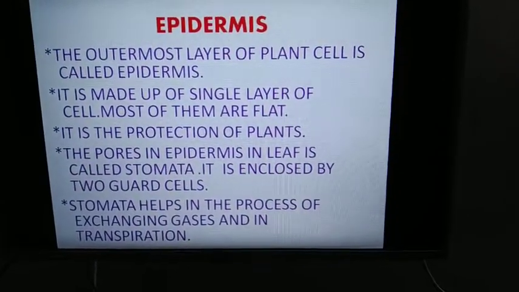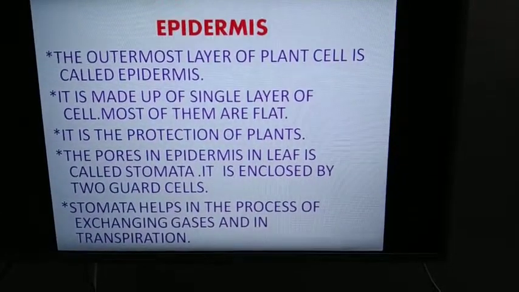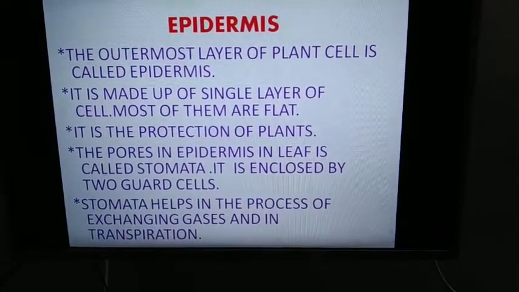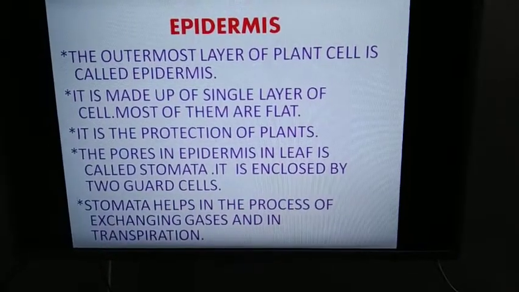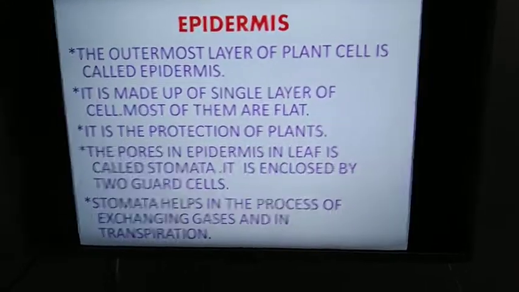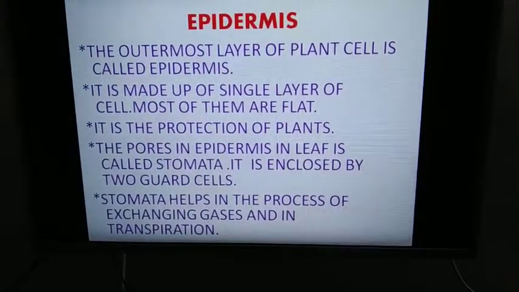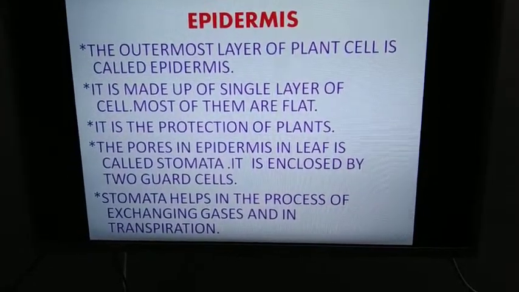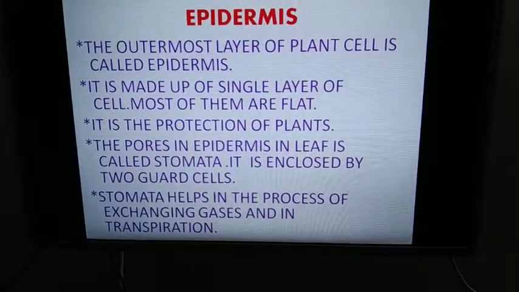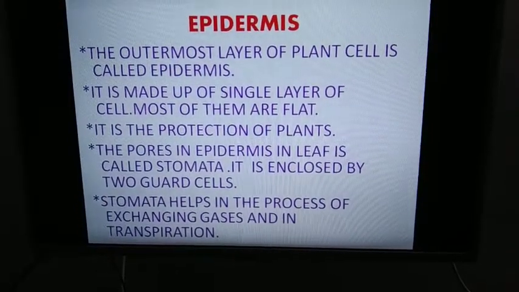Next, epidermis. The outermost layer of the plant cell is the epidermis. It is also present in the leaves. It is made up of a single layer of cells, that is only one cell thick, and they are flat in structure. The epidermis plays an important role in plants, that is protection against bacteria and so on.